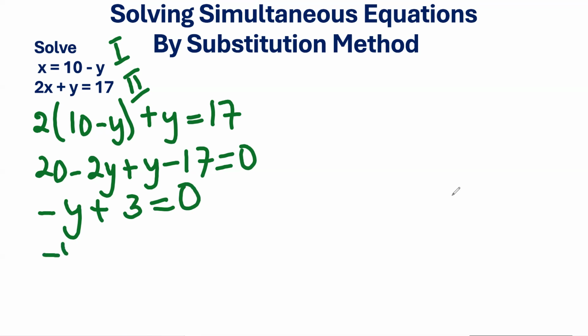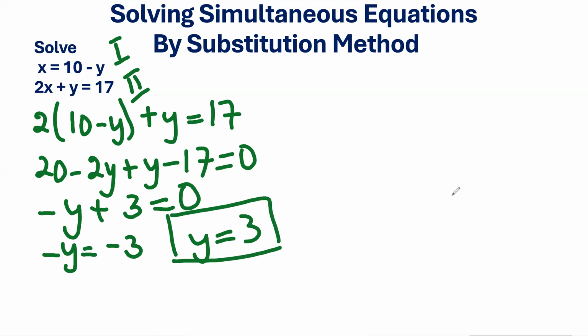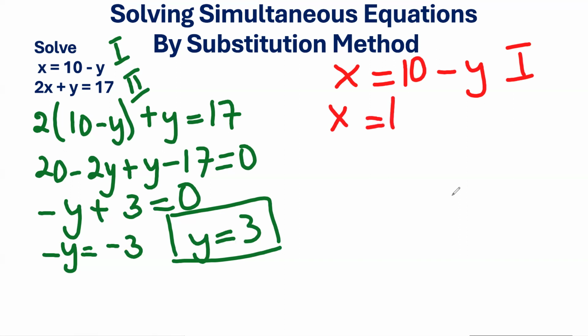Minus y is equal to minus 3. Minus and minus can be cancelled from both the sides and y is equal to 3. You found the value of y. y is equal to 3. Now, from equation number 1, you can find the value of x. This is equation 1, x is equal to 10 minus y. So substitute the value of y, you can find the value of x.